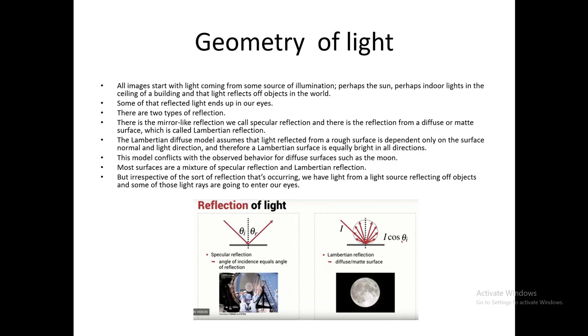In specular reflection, the angle of incidence is equal to the angle of reflection. I think this is a very simple model we have studied so far about light and the reflection of light. Most surfaces are a mixture of specular and Lambertian reflection, but irrespective of the sort of reflection that's occurring, we have light from the light source reflecting off objects, and some of those light rays are going to enter our eyes.